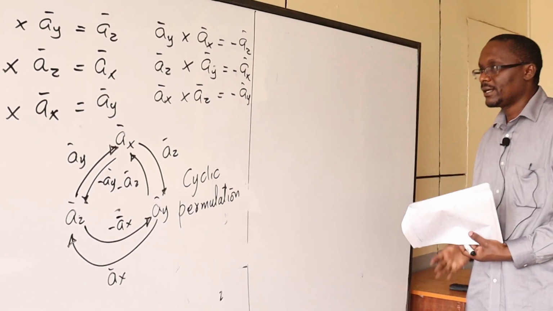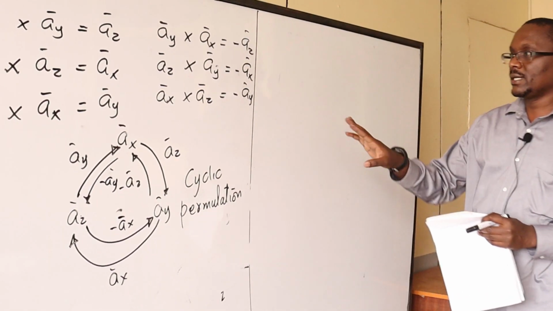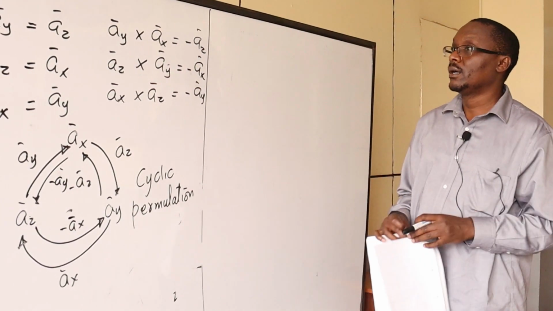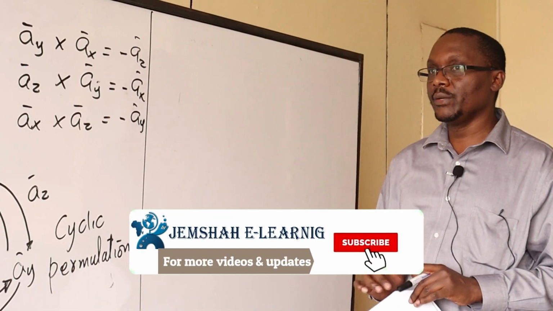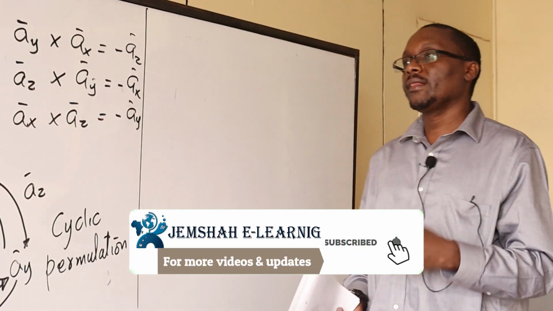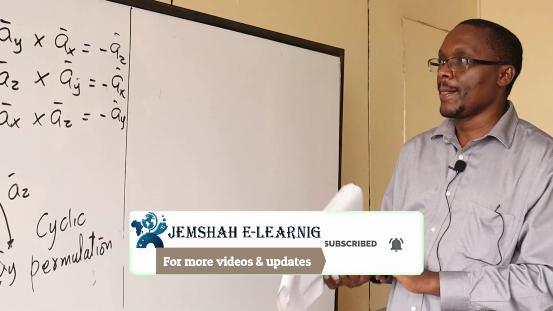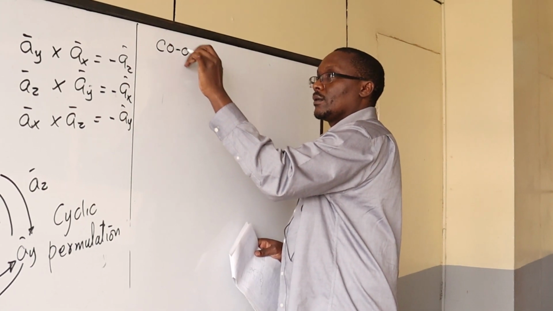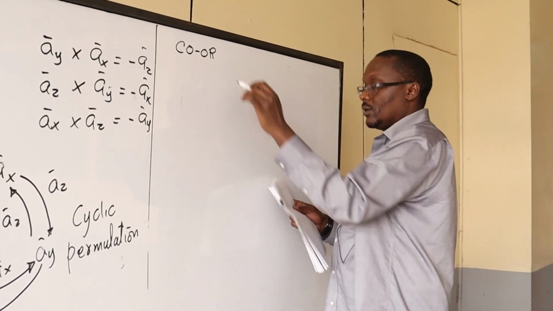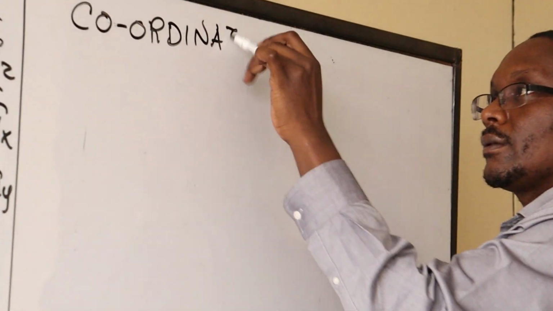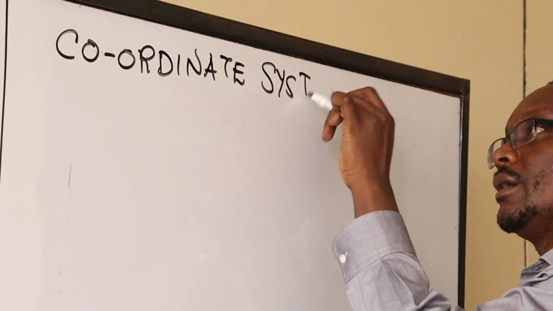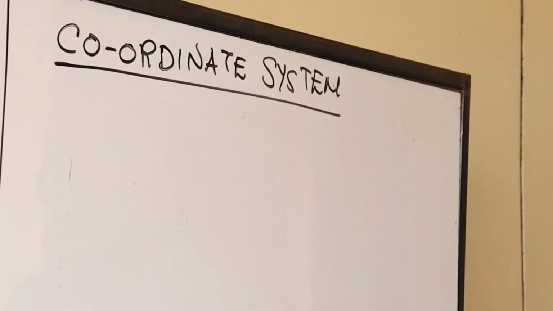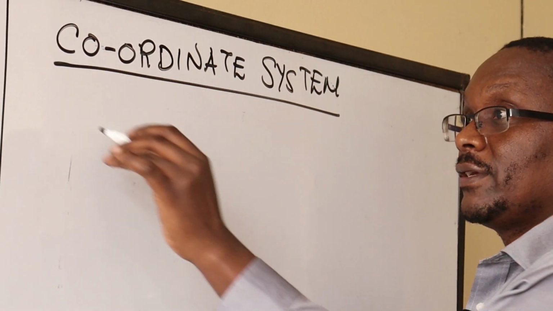We've looked at one coordinate system alone, and we've dwelt a lot on the Cartesian coordinate system. But when you're dealing with electromagnetic field theory, there are two other coordinate systems that we normally use. So it's necessary that we look at the coordinate systems that are used in electromagnetic field theory.